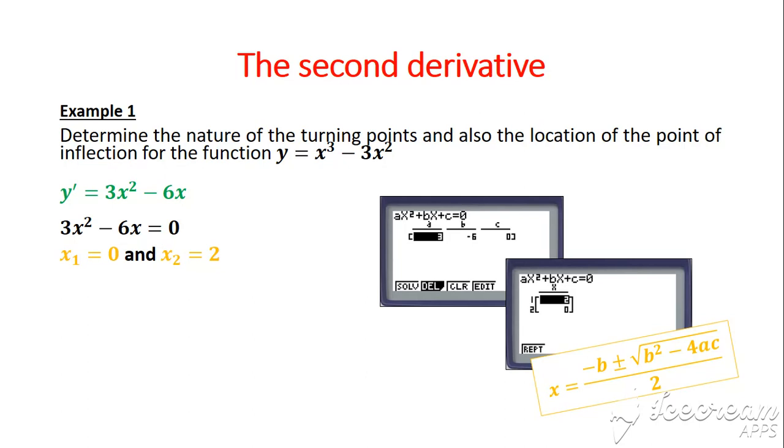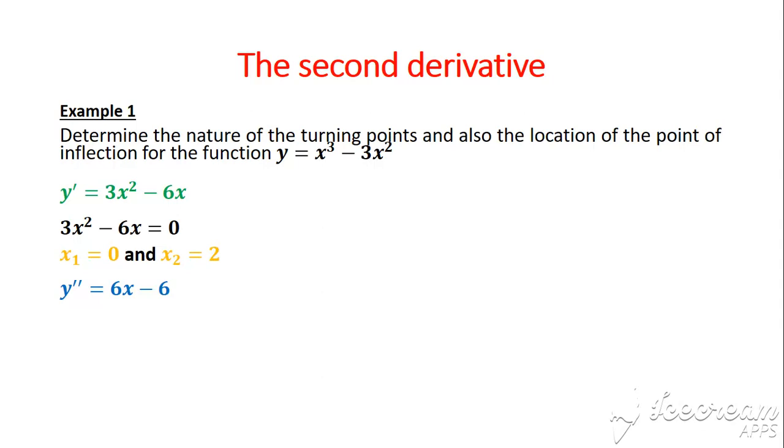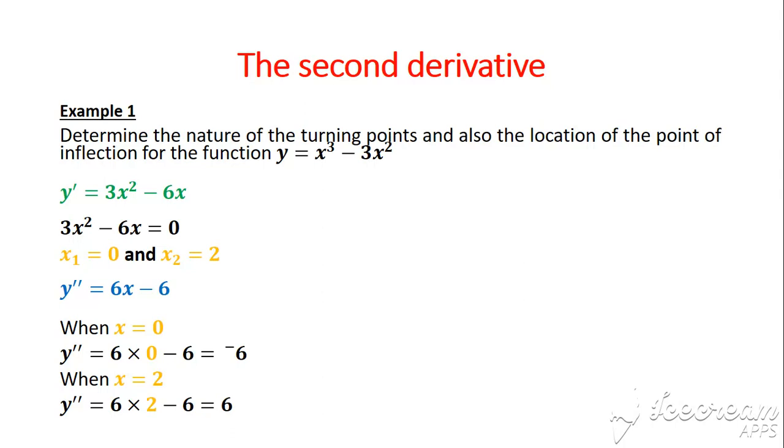That tells us that we have 2 turning points because it's a quadratic, and the first is 0 and the second is 2. Now we're going to work out the second derivative, which is y double dash. We're going to take our two x values and substitute them into the second derivative. So when x is 0, we get a value of negative 6, and when x is 2, we get a value of positive 6.